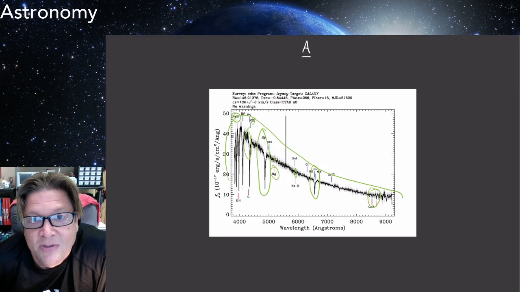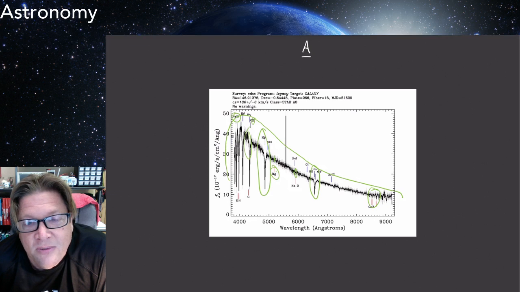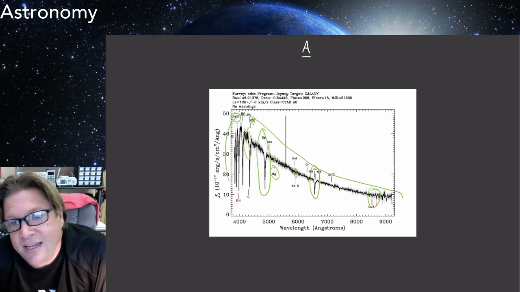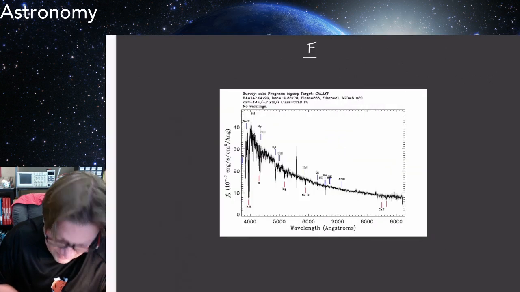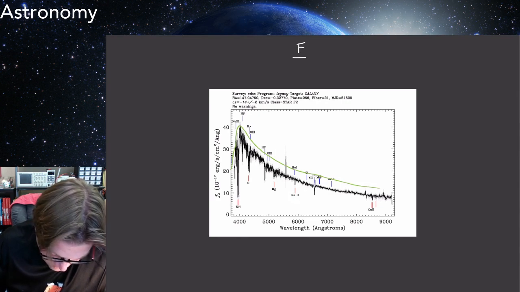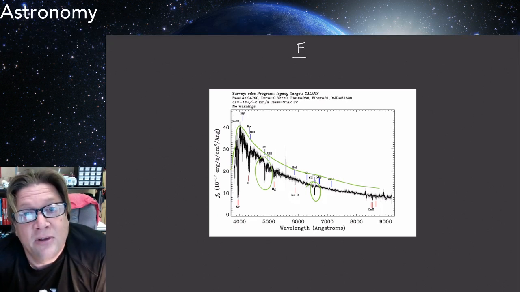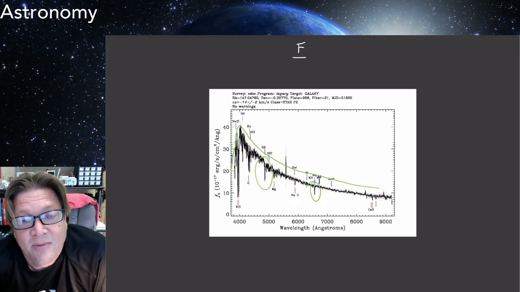Let's look at what's next. OBAF, type F. Before I show it to you, think about what you should expect. Type F is going to be a little cooler, so I should see that peak slide over to the right a little bit. Boom. Well, maybe not too much, but a little bit. So here's the peak coming over. But also look, these hydrogen lines are not as strong as the type A's, right? They're coming back a little bit.